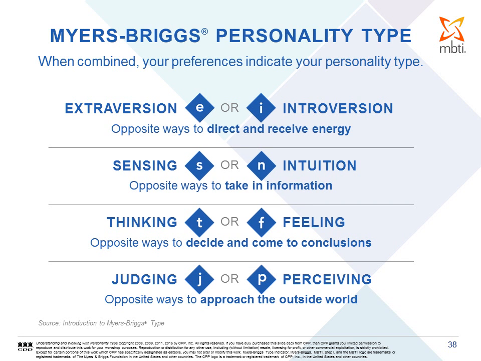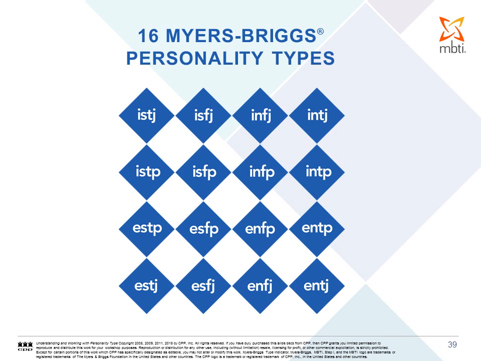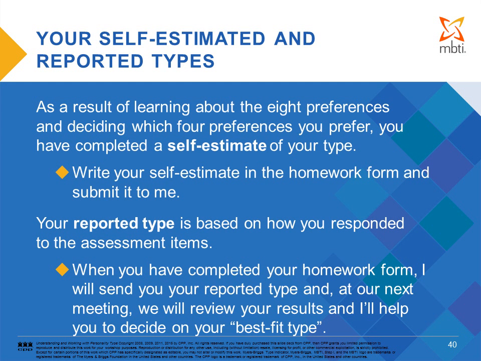So when you combine those 4 letters that you chose, that indicates your personality type. And there are 16 possible combinations of those 4 letters. So during this part of the assessment, you had an opportunity to look at the 4 dichotomies and choose your preferences within each. And in doing that, you have completed the self-assessment.